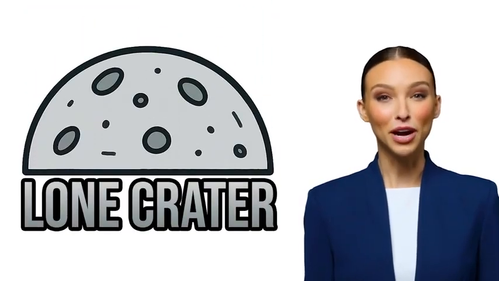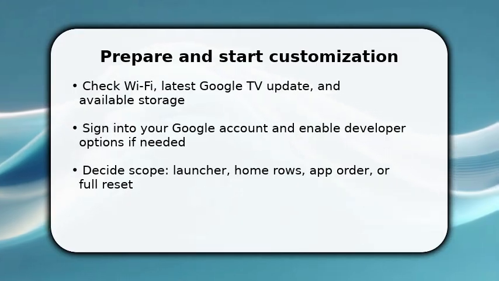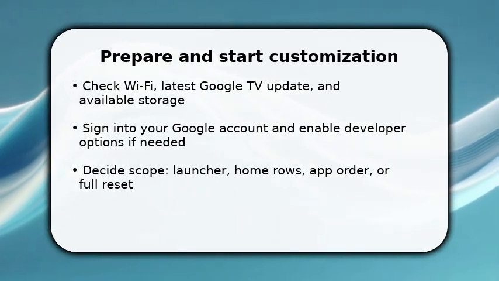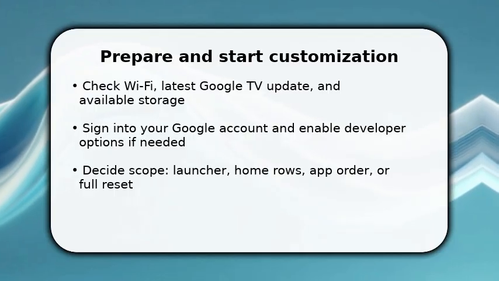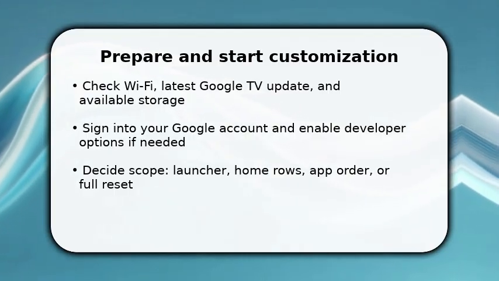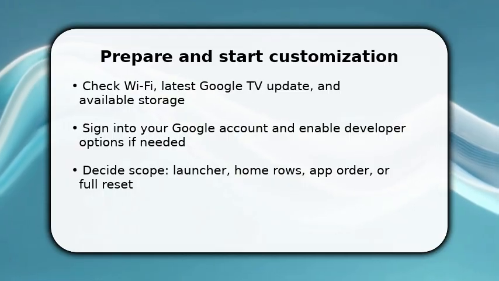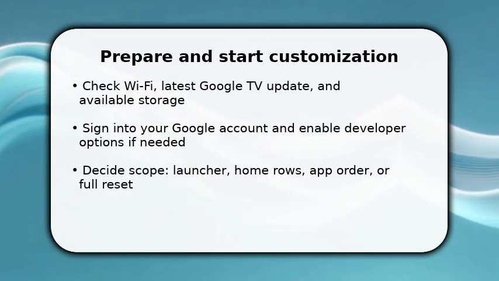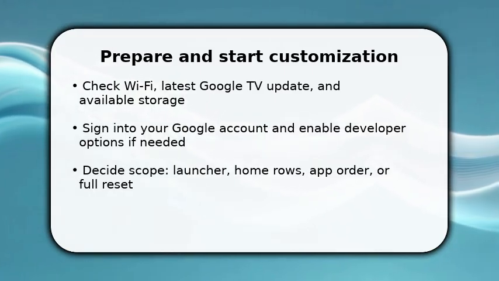We hope this video helps. You'll begin by verifying essentials: Wi-Fi, system updates, and enough storage so changes apply cleanly. Once done, sign into your Google account and optionally enable developer options for deeper tweaks. Make sure you know whether you want minor edits, reordering apps and customizing rows, or a full launcher replacement.